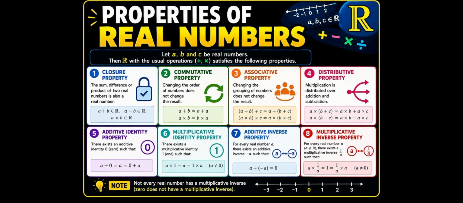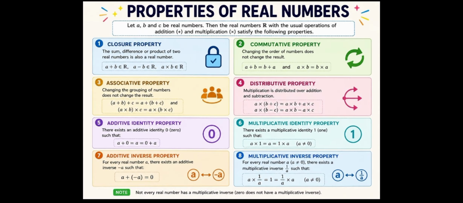The first property is closure property. Now what is closure property? The sum, difference or product of two real numbers is also a real number. Whenever we add two real numbers, subtract two real numbers, or multiply two real numbers, the answer which we get is always a real number.